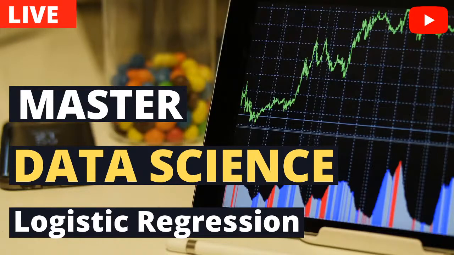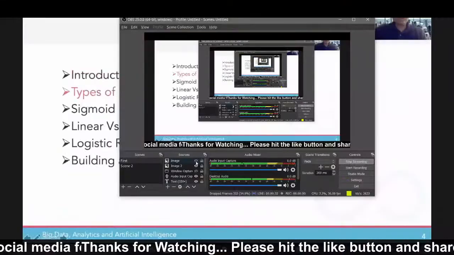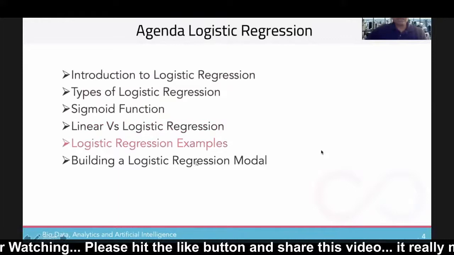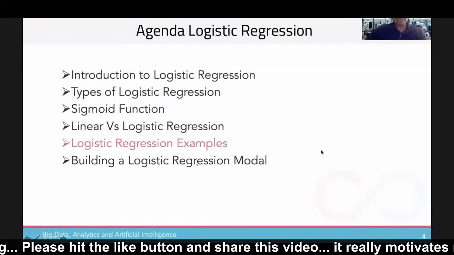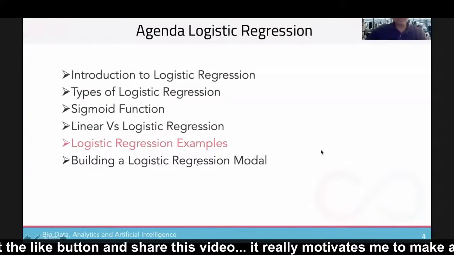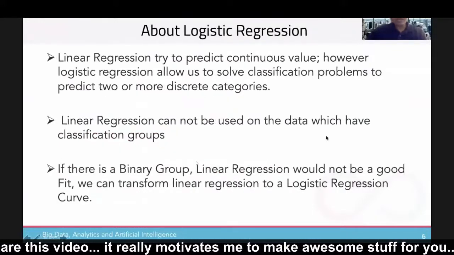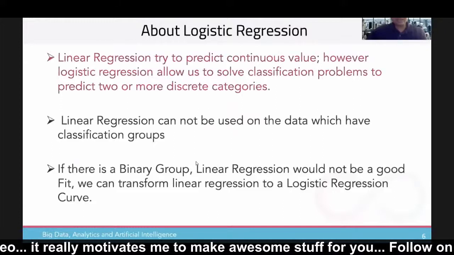Now today's presentation is demystifying data science, and it concentrates on logistic regression. As you know, we go through the agenda today: introduction to logistic regression, types of logistic regression, sigmoid functions, linear versus logistic regression examples, and build a logistic regression model that we are going to do at the end. Now let's start. What is logistic regression?